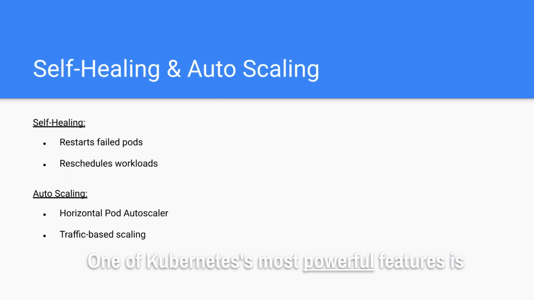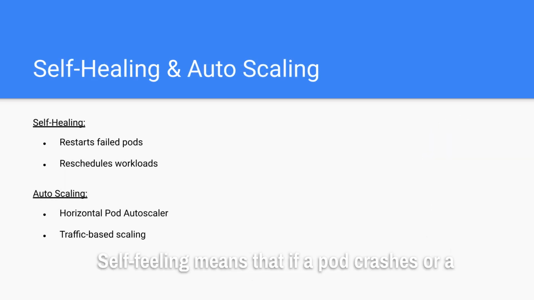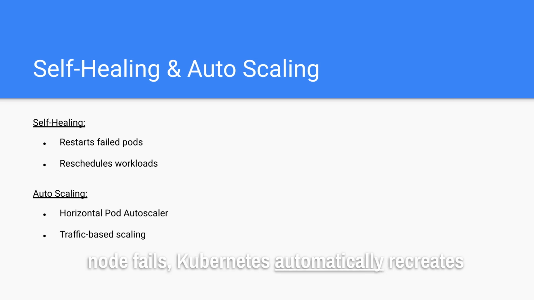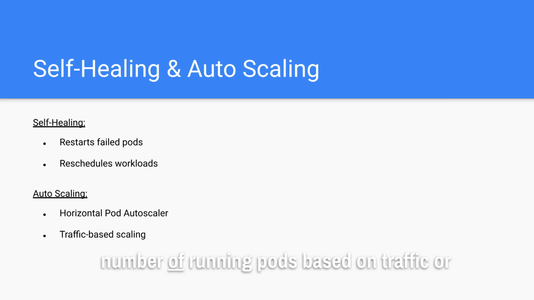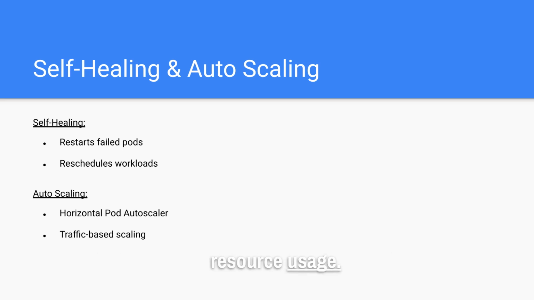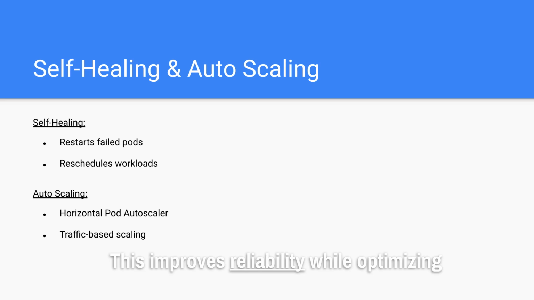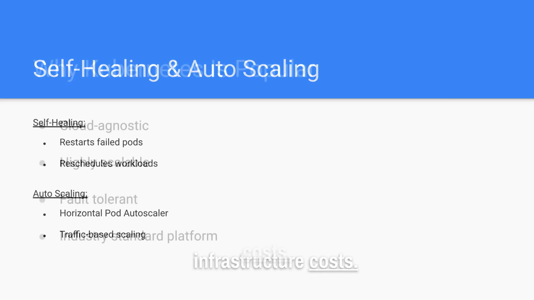One of Kubernetes' most powerful features is automation. Self-healing means that if a pod crashes or a node fails, Kubernetes automatically recreates workloads. Auto-scaling allows Kubernetes to adjust the number of running pods based on traffic or resource usage. This improves reliability while optimizing infrastructure costs.